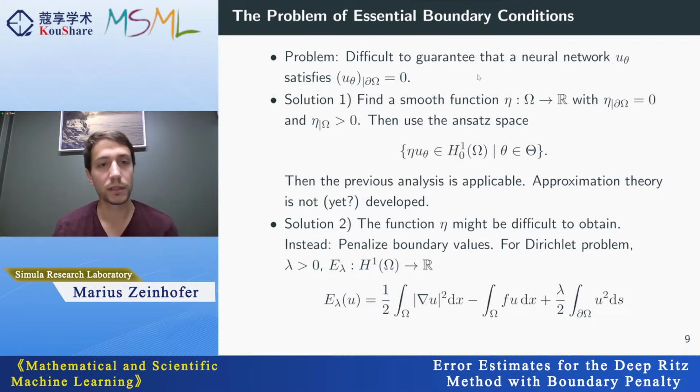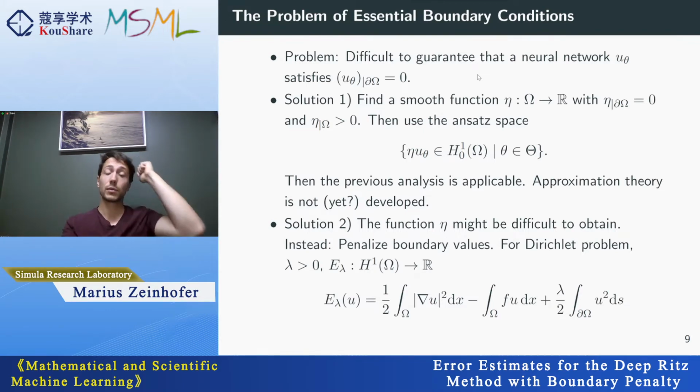So there are at least two possibilities of what you could do in this situation if you want a 0 here. The first solution is that you would find a smooth function, say I call it eta, which is 0 on the boundary, but is positive inside of omega. Then as an ansatz space for the solution of the problem, you use the product eta times U theta. And then you have to guarantee that you lie in this space.